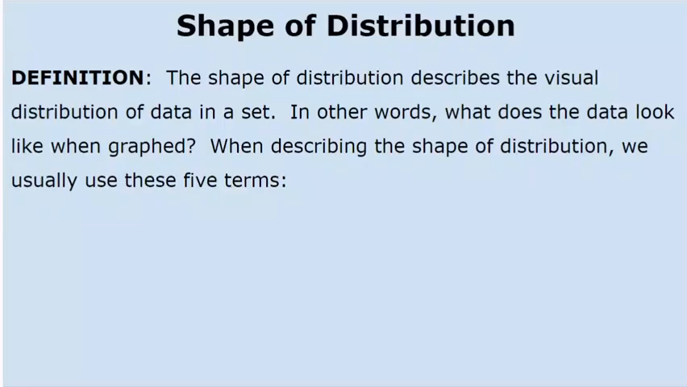Shape of distribution. The shape of distribution describes the visual distribution of data in a set. In other words, what does the data look like when graphed? When describing the shape of distribution, we usually use these five terms: symmetry, skew, peak, gap, and cluster.